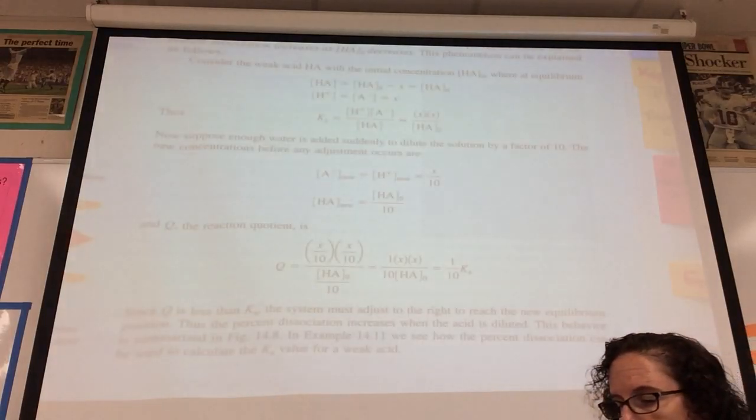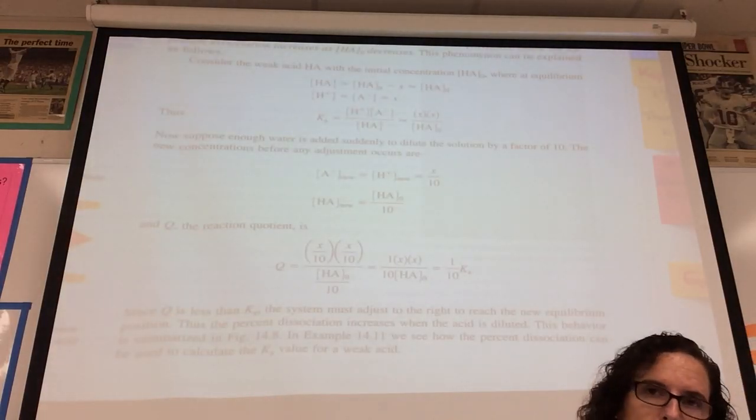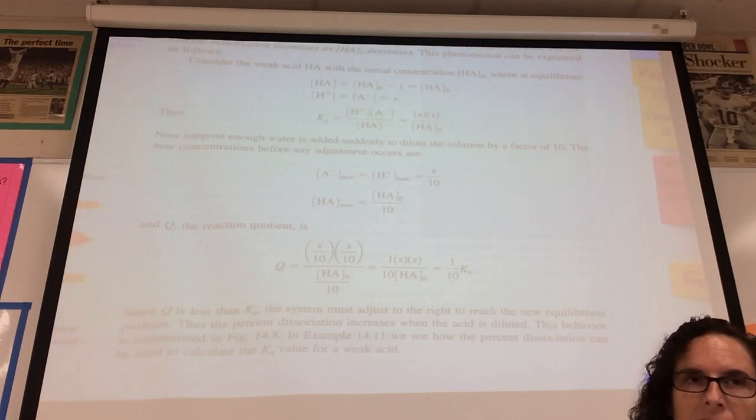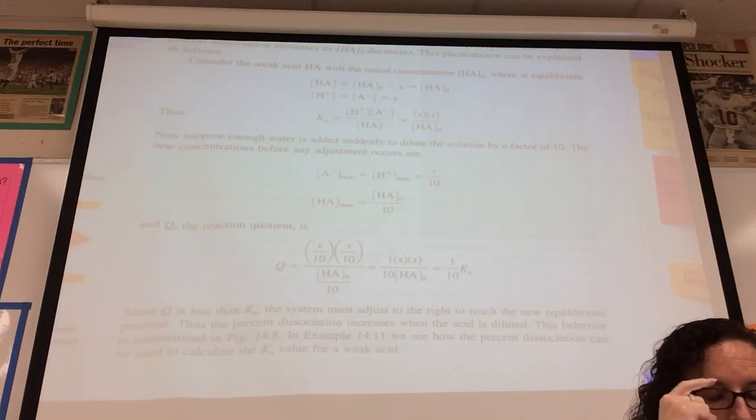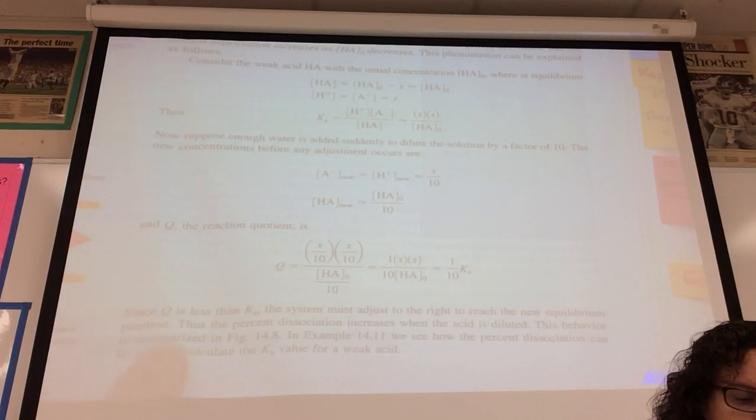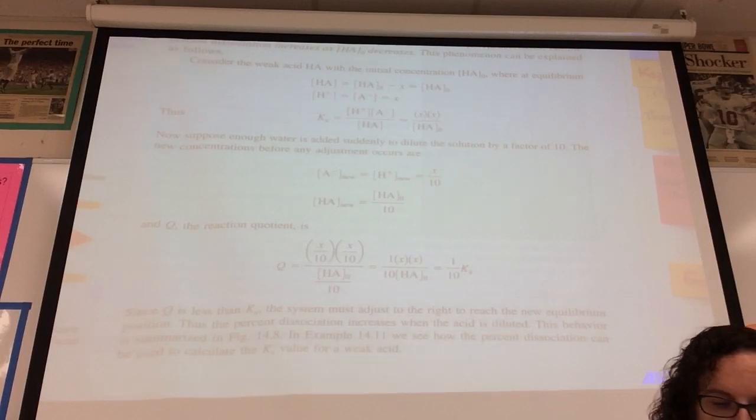So when you dilute a weak acid, you get an increase in percent ionization. If you make the acid more concentrated, you would get a decrease in percent ionization, and we'll do that out with numbers as well. It says, since Q is less than Ka, the system must adjust to the right to reach the new equilibrium position. Thus, percent ionization or dissociation increases when the acid is diluted.